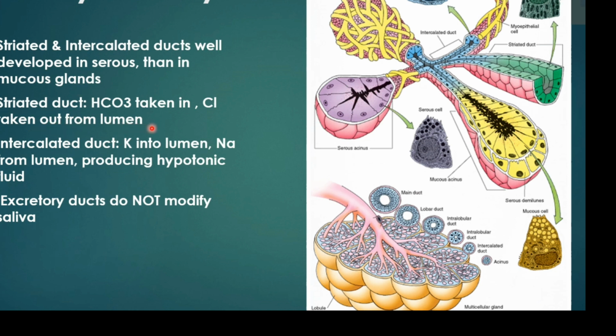Striated duct: bicarbonate is taken in and chloride taken out from the lumen. They have a function in modifying the secretion. Intercalated duct: potassium into the lumen and sodium from the lumen, producing hypotonic fluid, and the excretory duct does not modify the saliva. So this is important from an MCQ point of view also.